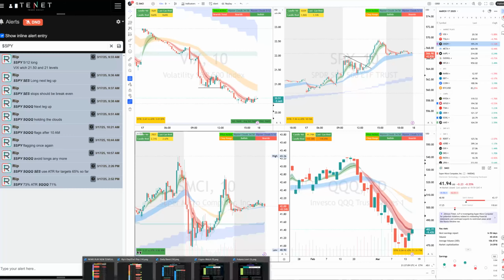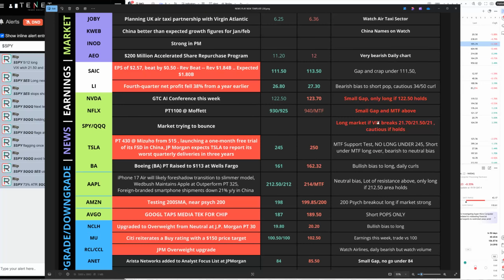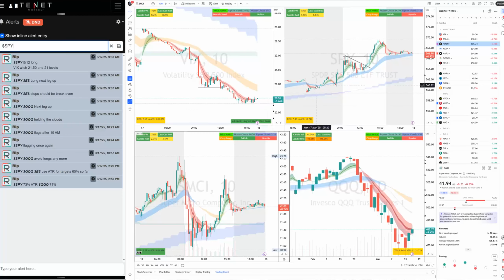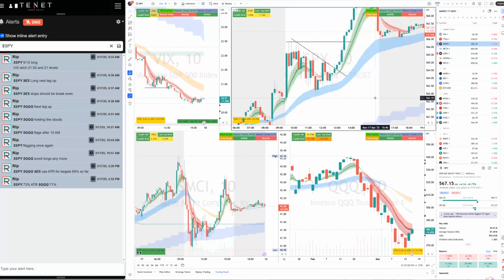So let's look at what was our plan in the pre-market on SPY QQQ. The plan in the pre-market was long if VIX breaks 21.70, we will long, and cautious if it holds. We also wanted to see 21 breakdown as well. So as per the plan, when we saw that market is strong right out of the gate, we took a long right out of the gate, 512 long when SPY was pushing right out of this area.